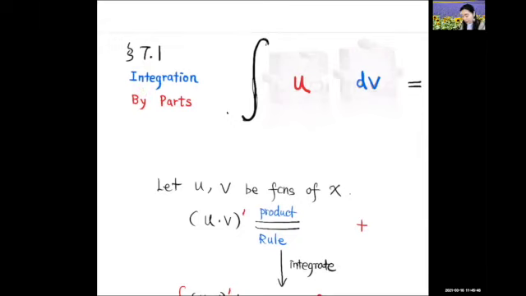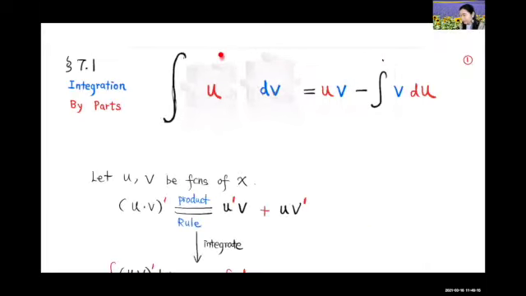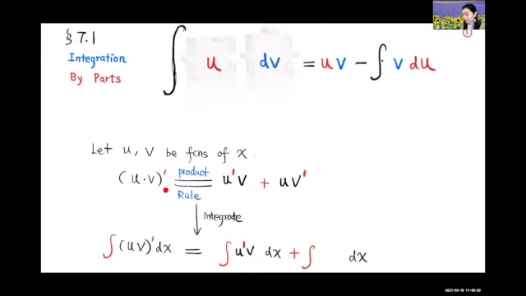1. Integration by parts. Here's a visual picture of the integration by parts formula. Let's see how we can derive it. We start with two functions, u and v. They are functions of x. According to the product rule, when you differentiate u times v, you get u prime v plus u v prime.